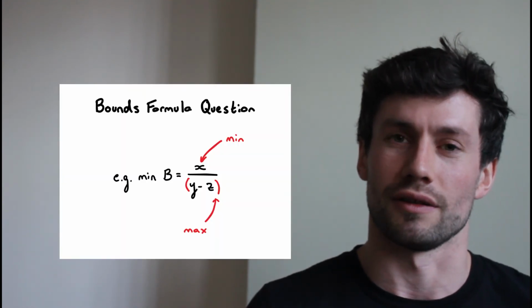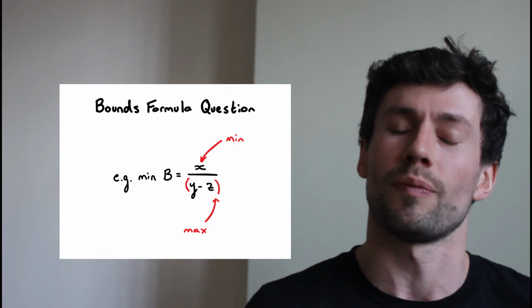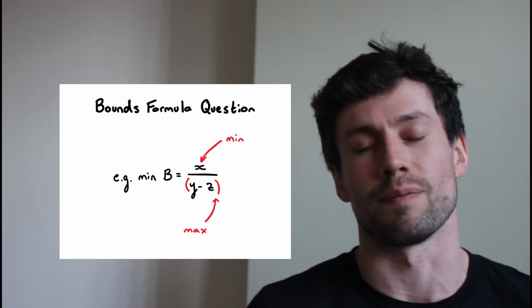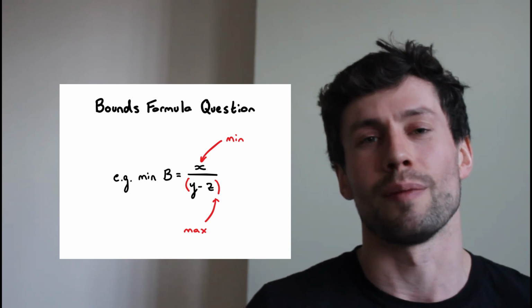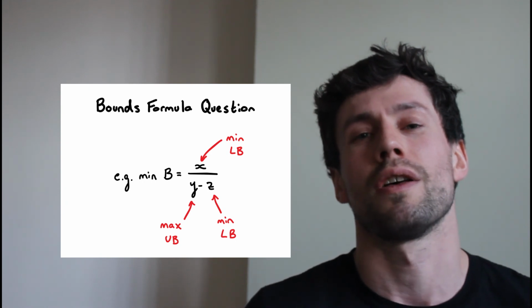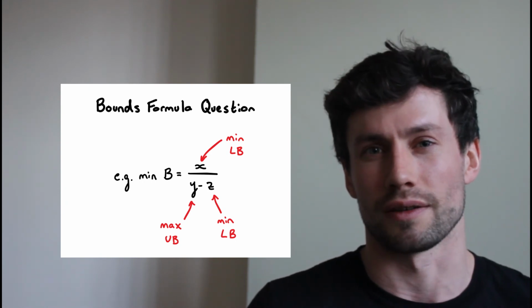Every time you face one of these questions, consider the top and bottom of the formula that you've been given, and ask yourself, what would maximise the value of the entire formula? It might be the case that you have to minimise the value of the entire formula, where the top of the fraction has to be as small as possible and the bottom of the fraction has to be as big as possible. You can then move on from there and find out whether or not you need to find the upper bound or the lower bound of each of your values.